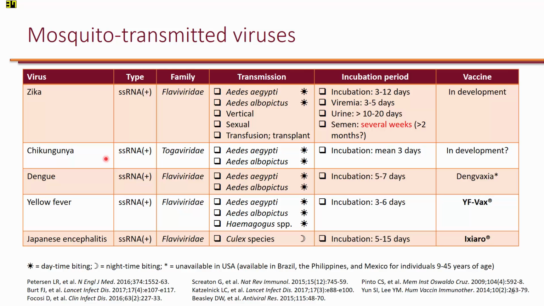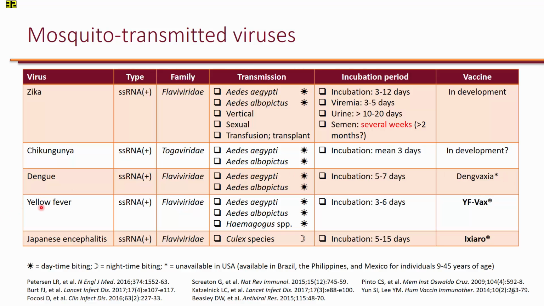And we don't really have vaccines available right now, primarily because of lack of interest and funding. There are vaccines in development for Zika virus. The next virus is the dengue virus, with an incubation period of 5 to 7 days. There is one vaccine available for dengue outside of the United States. It is available in Brazil, the Philippines, and Mexico, but not in the United States. So if patients are traveling to those areas, they can actually get the vaccine over there.